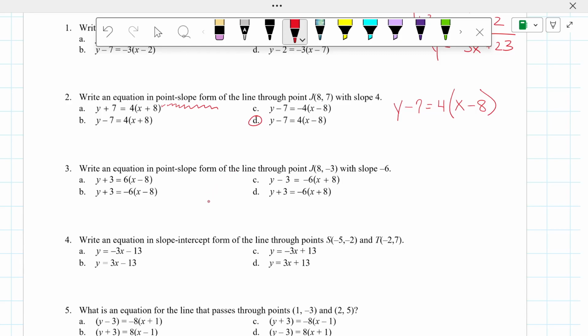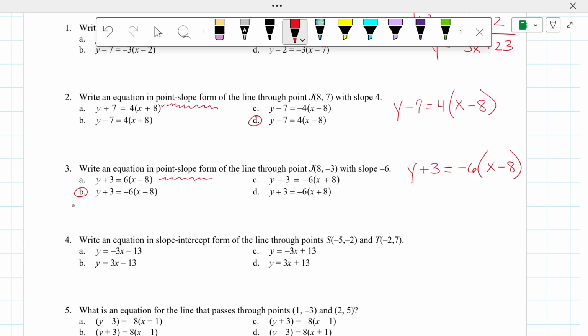And then problem number 3. Write an equation in point-slope form of the line through the point with the slope. Same question. All right, just another opportunity to get a question correct. So we go y and the opposite of the y given, so plus 3 equals the slope, which is negative 6, left parenthesis, letter x, and then the opposite of the x given, minus 8. Answer choice B.